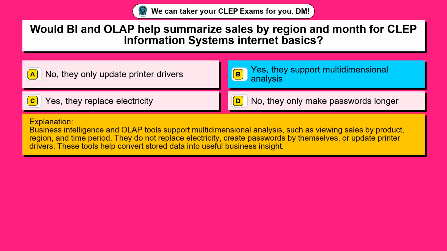Business intelligence and OLAP tools support multidimensional analysis, such as viewing sales by product, region, and time period. They do not replace electricity, create passwords by themselves, or update printer drivers. These tools help convert stored data into useful business insight.